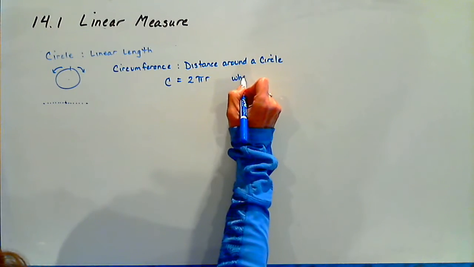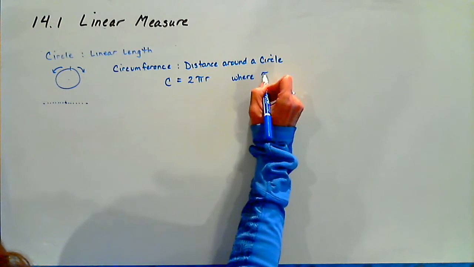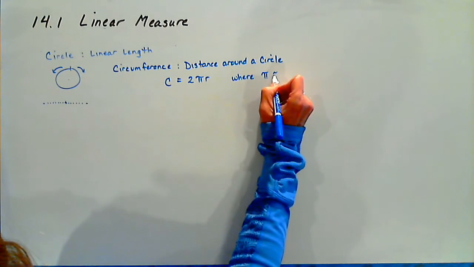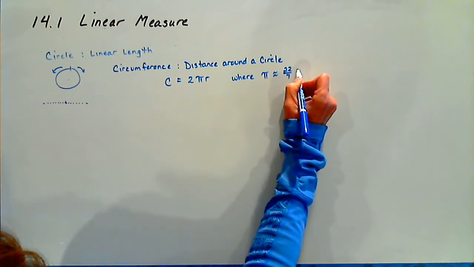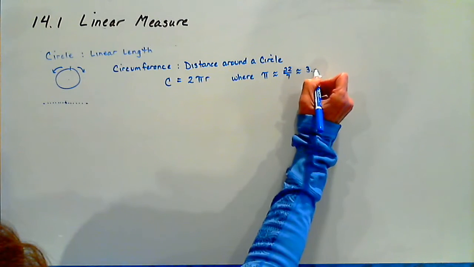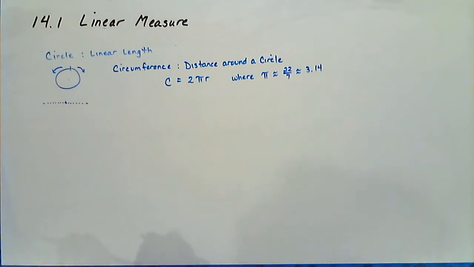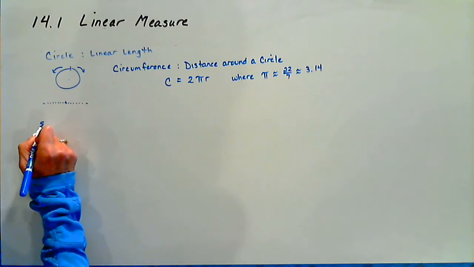And in this case, since we're talking about length, we can use that pi is approximately 22 divided by 7, or approximately 3.14. In physics, calculus, and pre-calc, we can use pi as an angle measure, but we're not doing that today. We're just looking at it as length. All right, so for example, let's take a look at a couple of these.